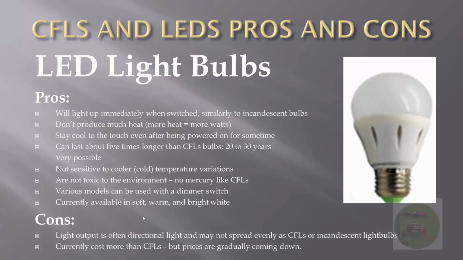LED light bulbs come in various forms, and some can be dimmed. Some can be used with a dimmer switch, which is a great plus if you're used to that feature or you require bulbs that can be dimmed. And now here's the con. In everything there's a con, right? Nothing is perfect on this earth. The light output is often directional, and that means it doesn't spread out as well as you would see with CFL or even incandescent light bulbs. Currently, they cost more than CFL light bulbs, but the prices are gradually coming down.